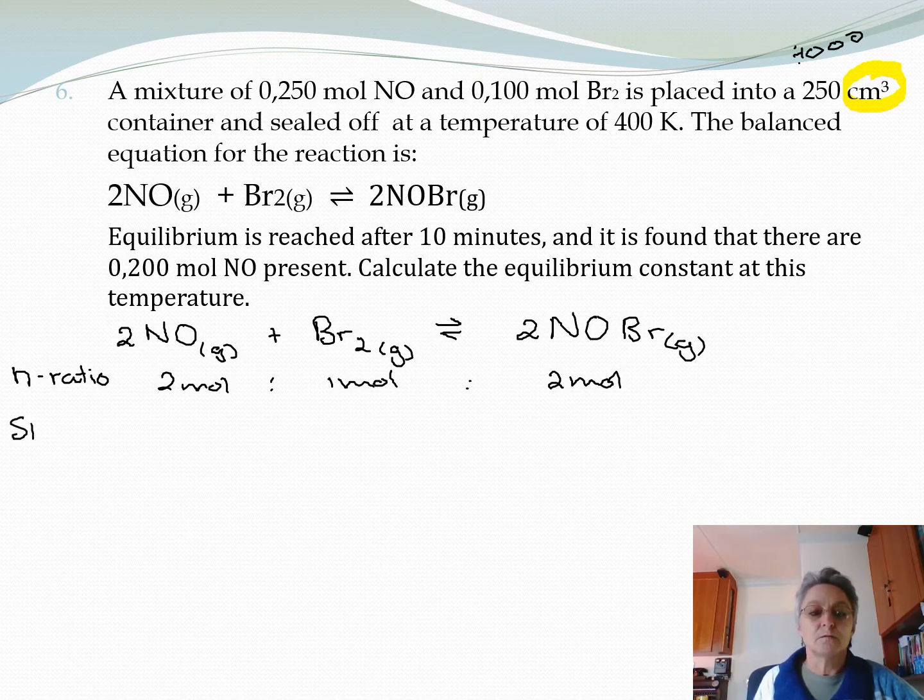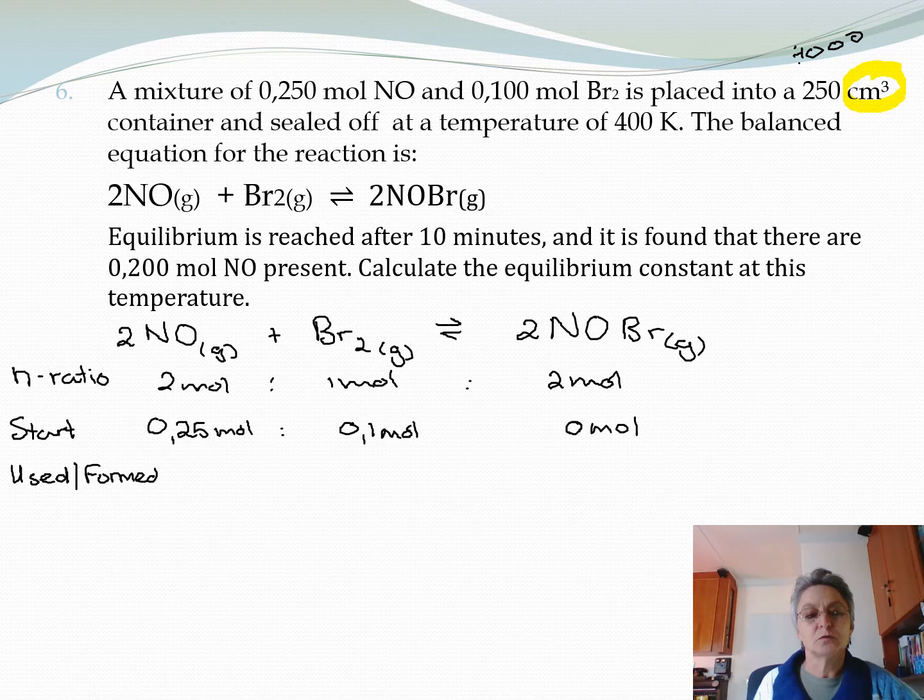What did we start off with? 0.25 mole nitrogen monoxide, 0.25 at the start, and 0.1 mole of bromine, and obviously we must have started with 0 mole of NOBr. What was used or formed is what we will figure out a bit later.